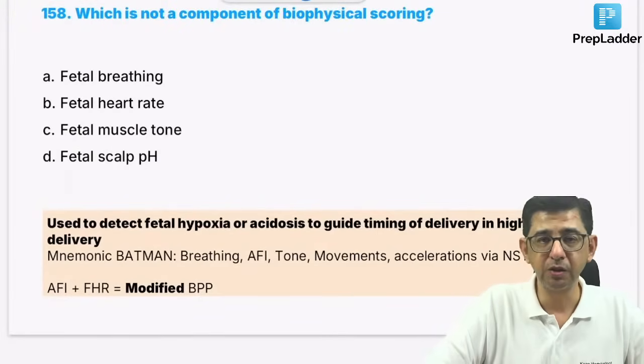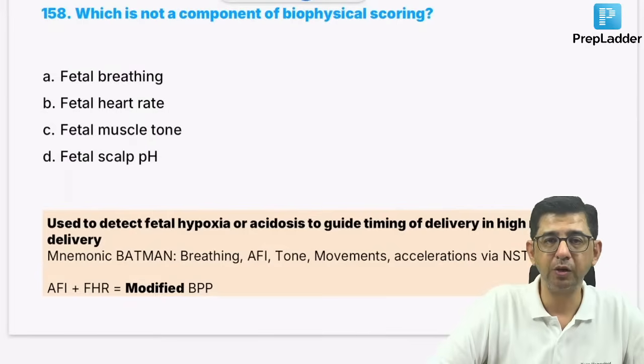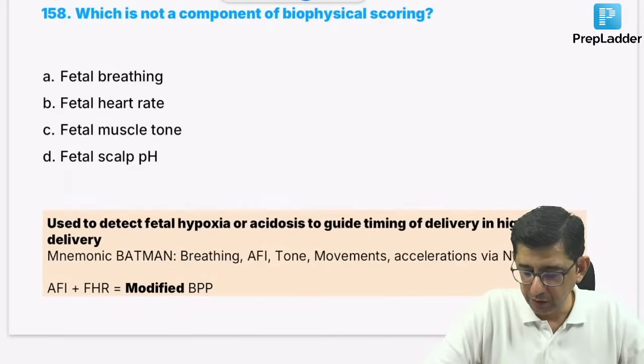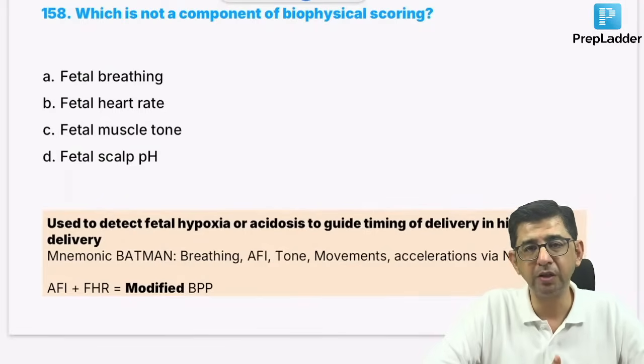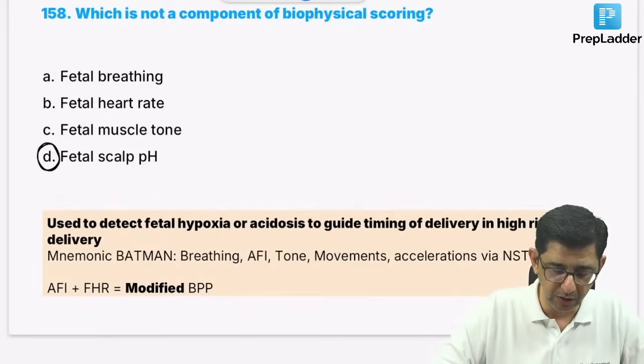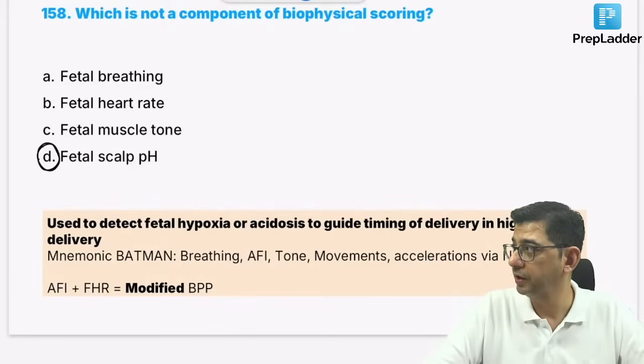Then is biophysical scoring. We use it to assess for fetal hypoxia or acidosis. The mnemonic for this is breathing efforts, amniotic fluid index, tone, movements of the baby, and then acceleration by a non-stress test. So we do not take into consideration a fetal scalp pH in this particular case.